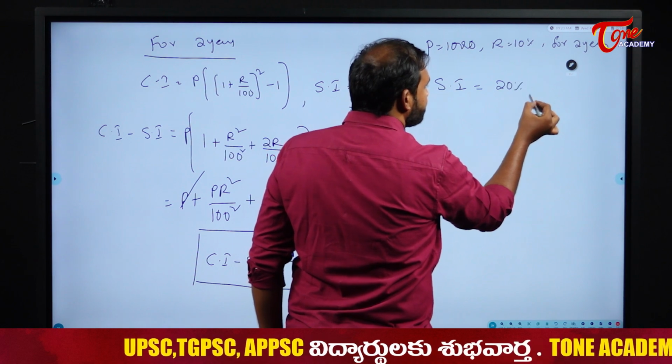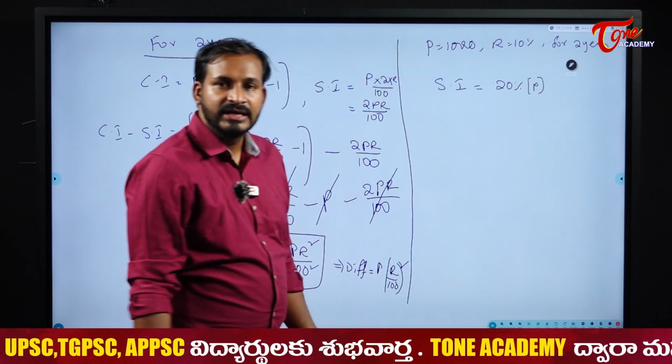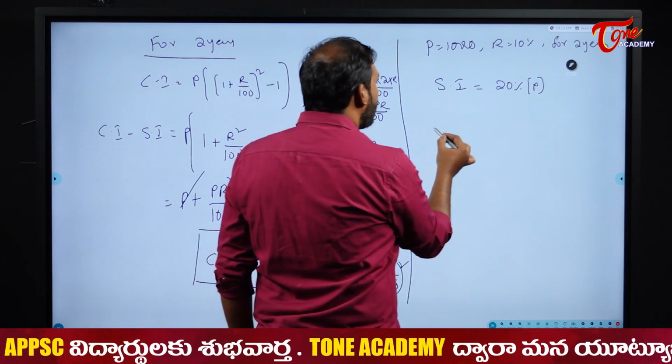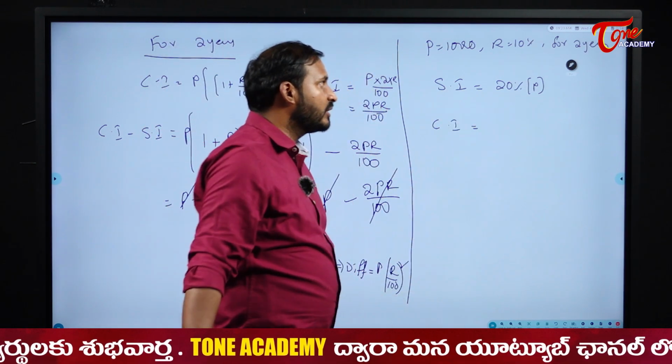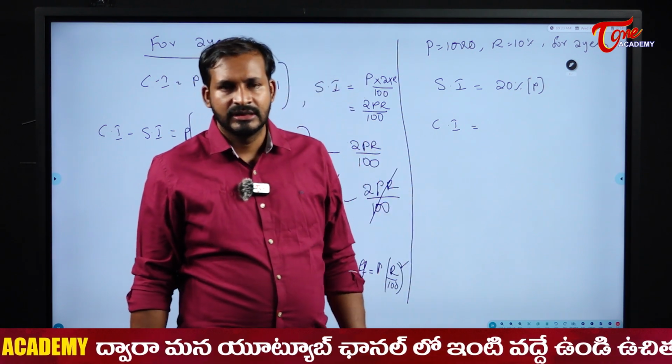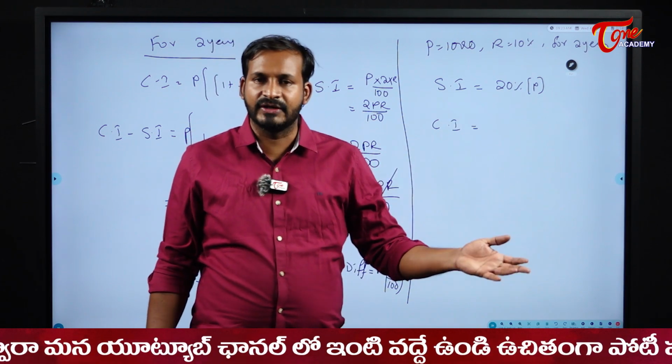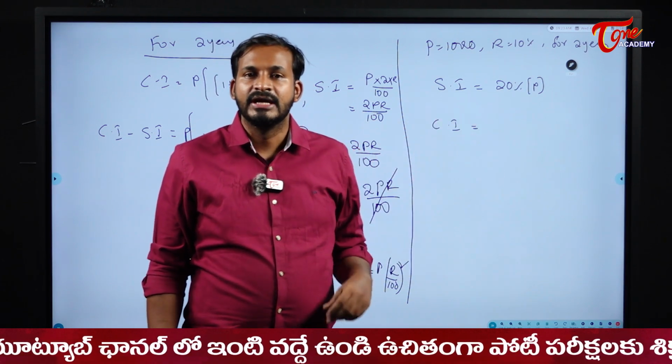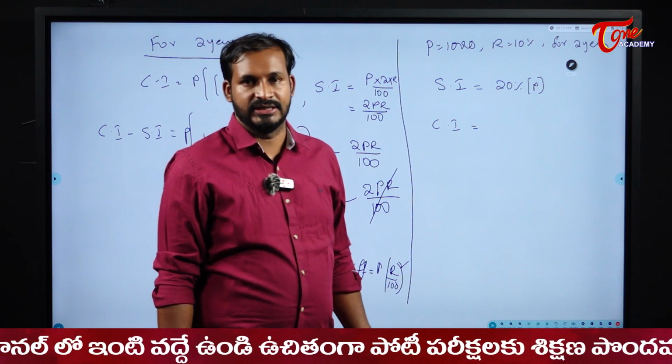20% of P will be my simple interest. Now, when it comes to the compound interest for 2 years, you can take the effective percentage, right, students? It is up to you. You can use the formula of effective percent. That means the value was increased by 10% and 10% successively.